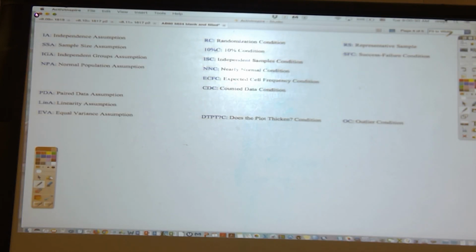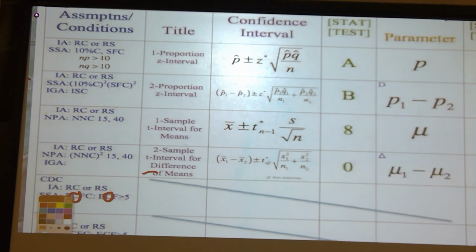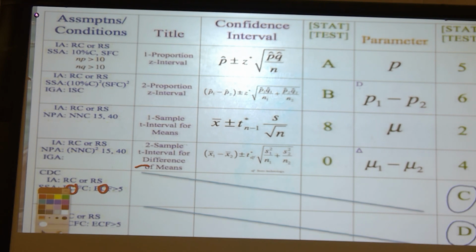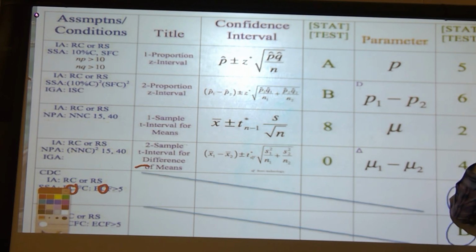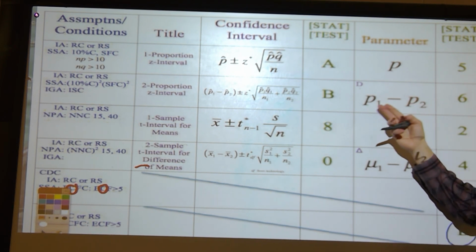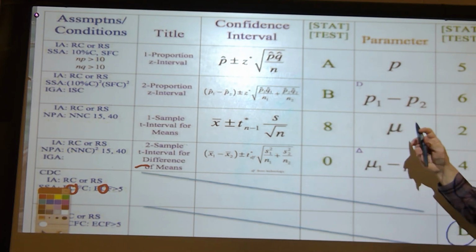So now that we have the acronyms, we can flip back to page 1 of the AB80 sheet and find out what acronyms do we need for finding the parameter, the difference between proportions. I mean, by the way, where might this come up in the real world? When might we ever care about p1 minus p2?